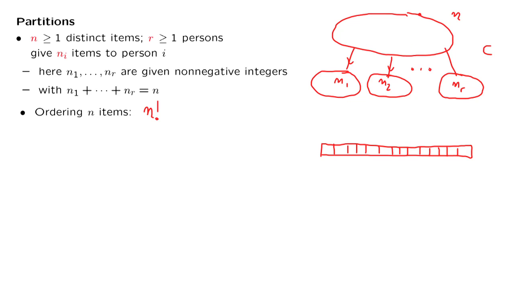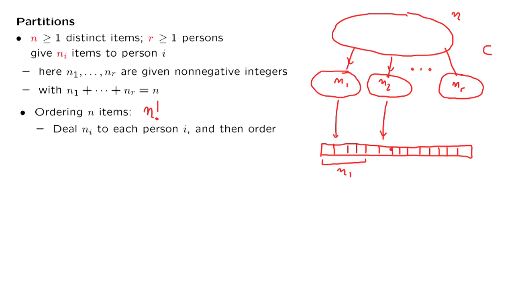We start with the n items and we first distribute them to the different persons. Having done that, then we ask person 1 to take their items, order them, and put them in the first n1 slots of our list. Then person 2 takes their items and puts them in the next n2 slots in our list. We continue this way, and finally the last person takes the items that they possess and puts them in the last n sub r slots in this list.